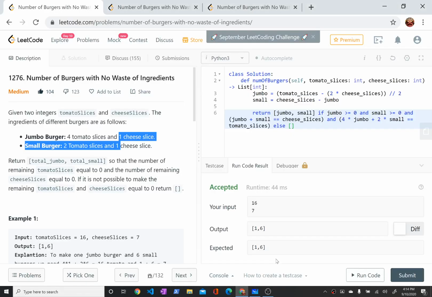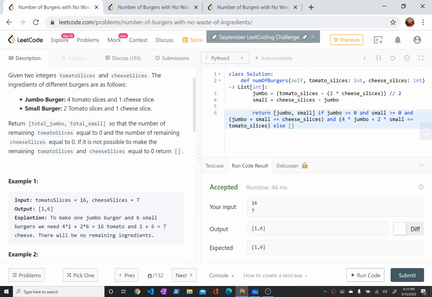Hi. Today I'm talking about LeetCode problem 1276, Number of Burgers with No Waste of Ingredients. What this problem asks you to do is write a function that will take a number of tomato slices and a number of cheese slices, and it will output a list with two elements, where the first element in the list is the number of jumbo burgers you can make, and the second element in the list is the number of small burgers you can make.